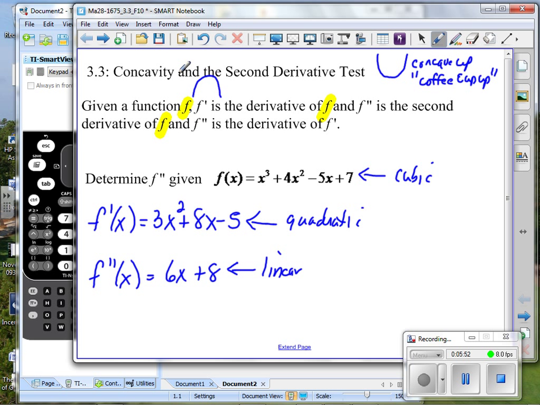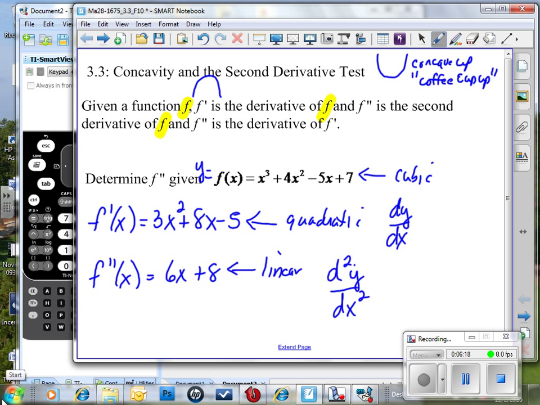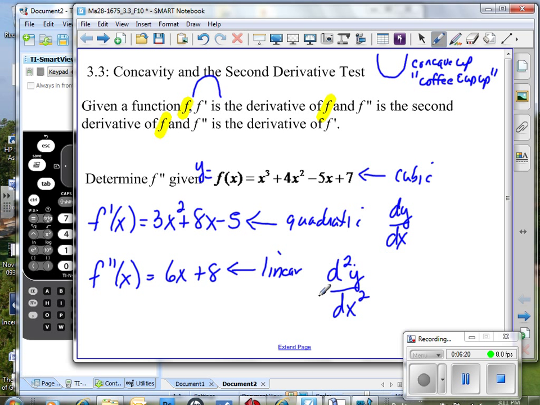Let's see. I want to add something to that. Some of you are having difficulty with the notation bit of it. Another way to write a second derivative: the first derivative can be dy/dx, because we could write this as y equals, so dy/dx. The second derivative, don't ask me why, is d²y/dx². Yeah, I know. I don't use that either. I don't know why they do that.